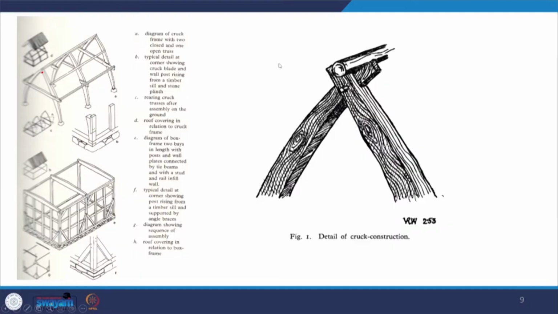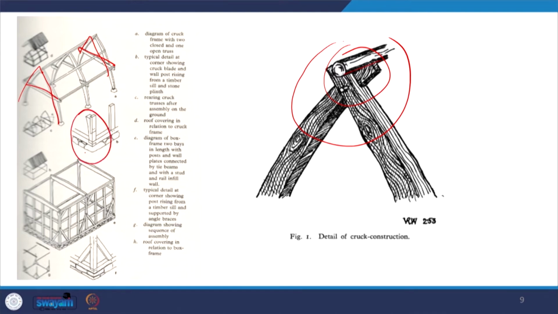On the top, we can see a lap joint like this, and the ridge purlin passes through that, and that is how the joinery is made. In this particular diagram there are two closed trusses and one open truss. That's the model. Here you can see the joinery at the sole plate or sill beam, where you can see a lap joint, and this is where the inclined member starts and where the vertical member is.